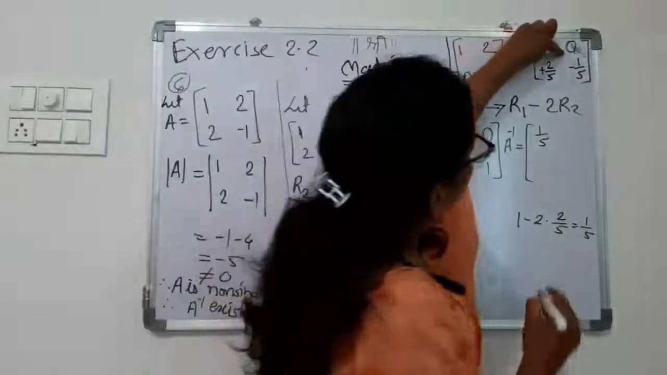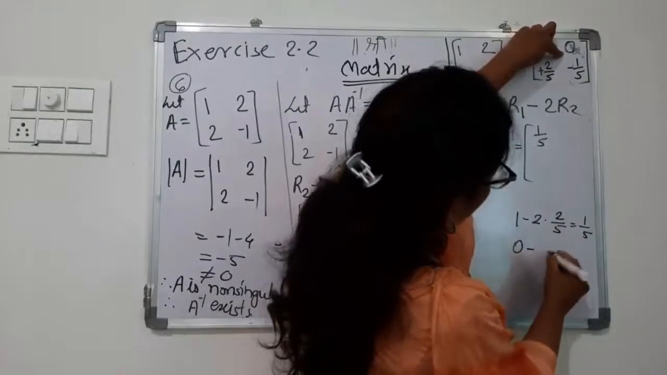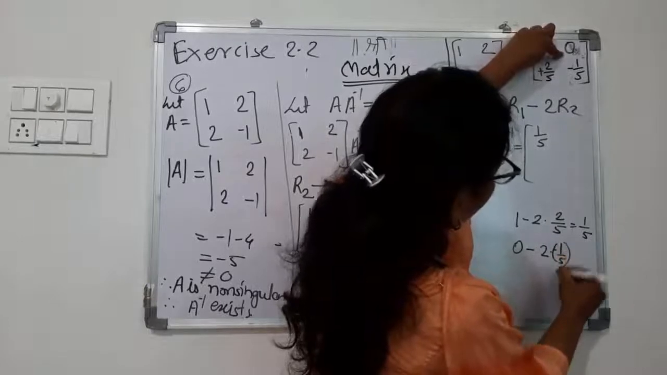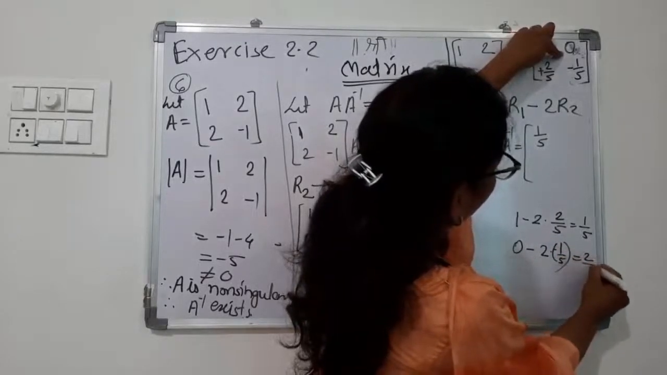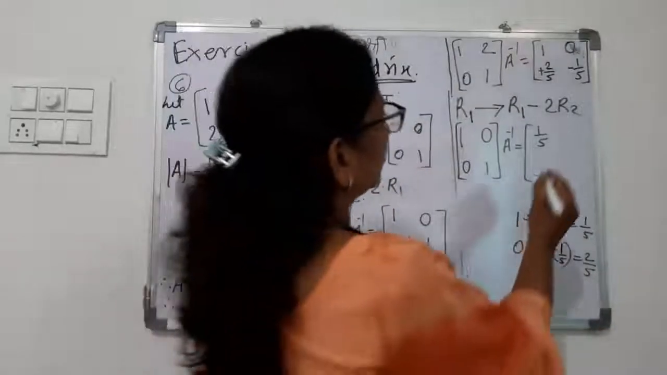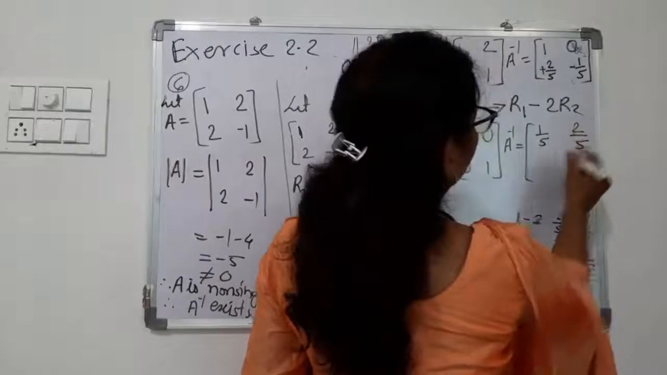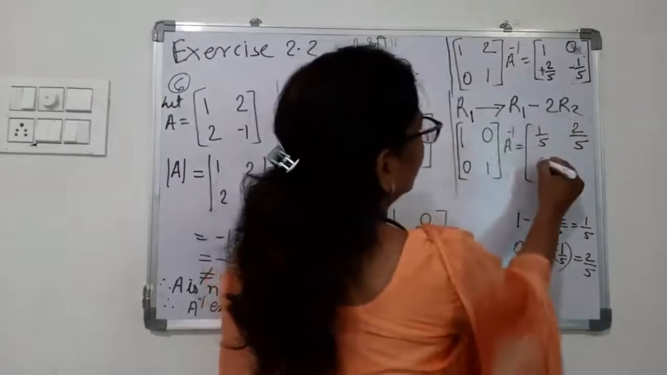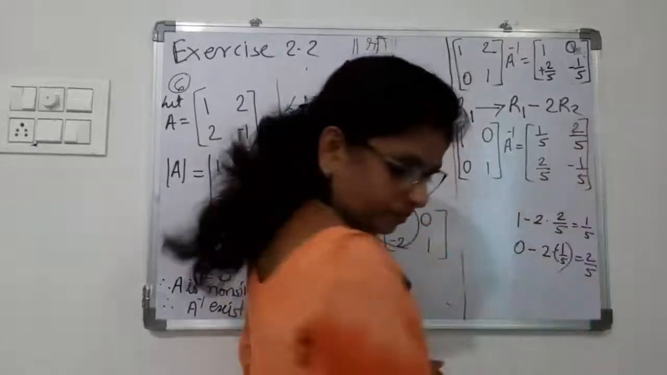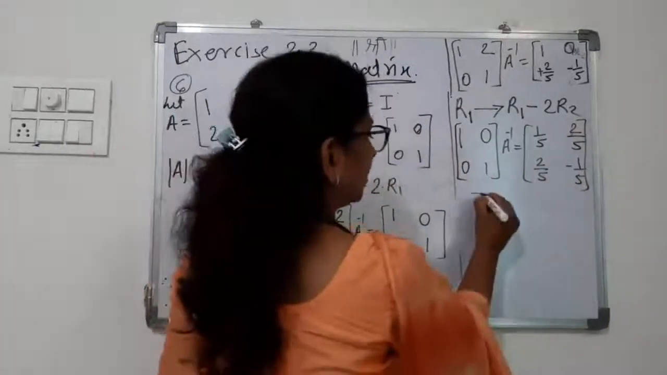Now apply here. What is R1? 0 minus 2 into R2 is again minus 1 by 5, means minus minus plus 2 by 5. Okay, minus minus plus 2 by 5. No change on R2, so write down as it is. Okay. Now this is your identity matrix I.